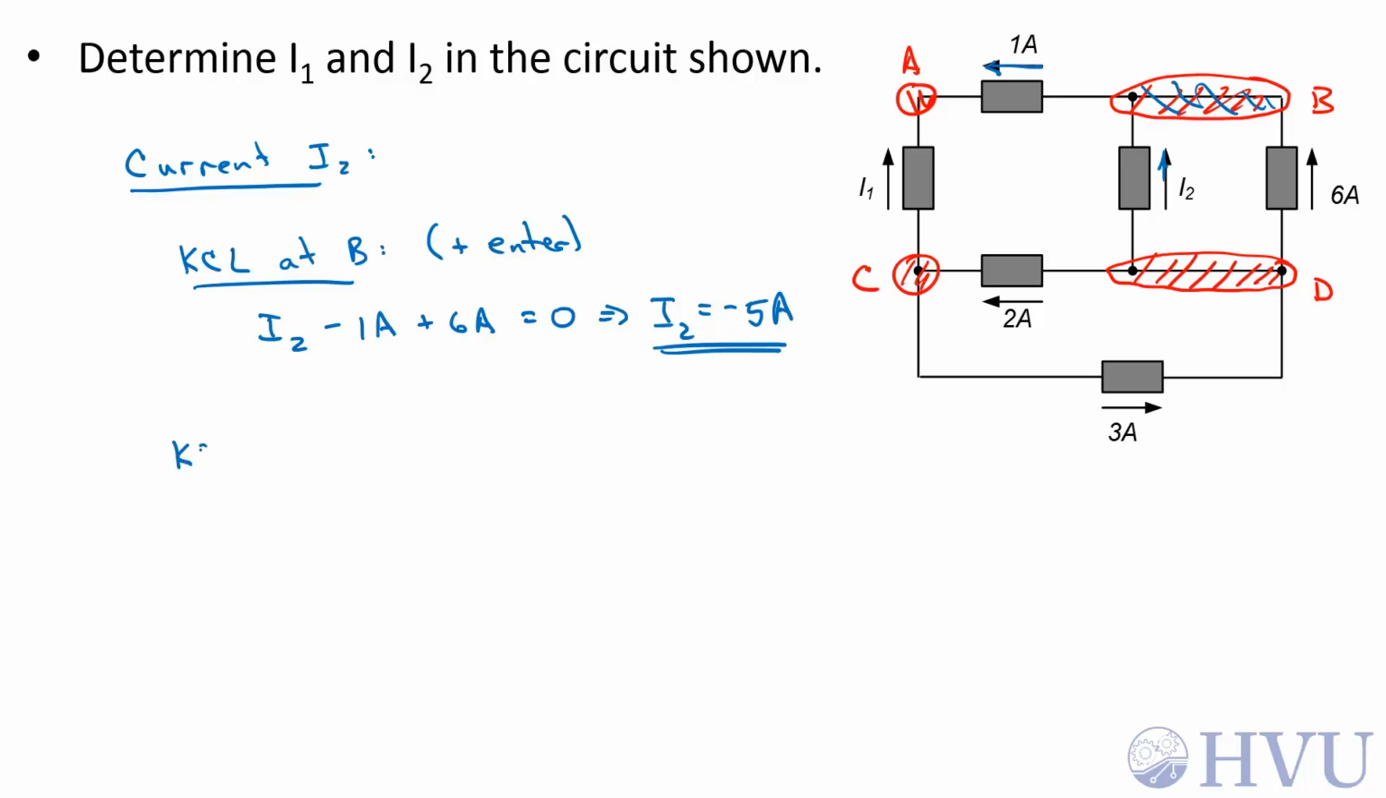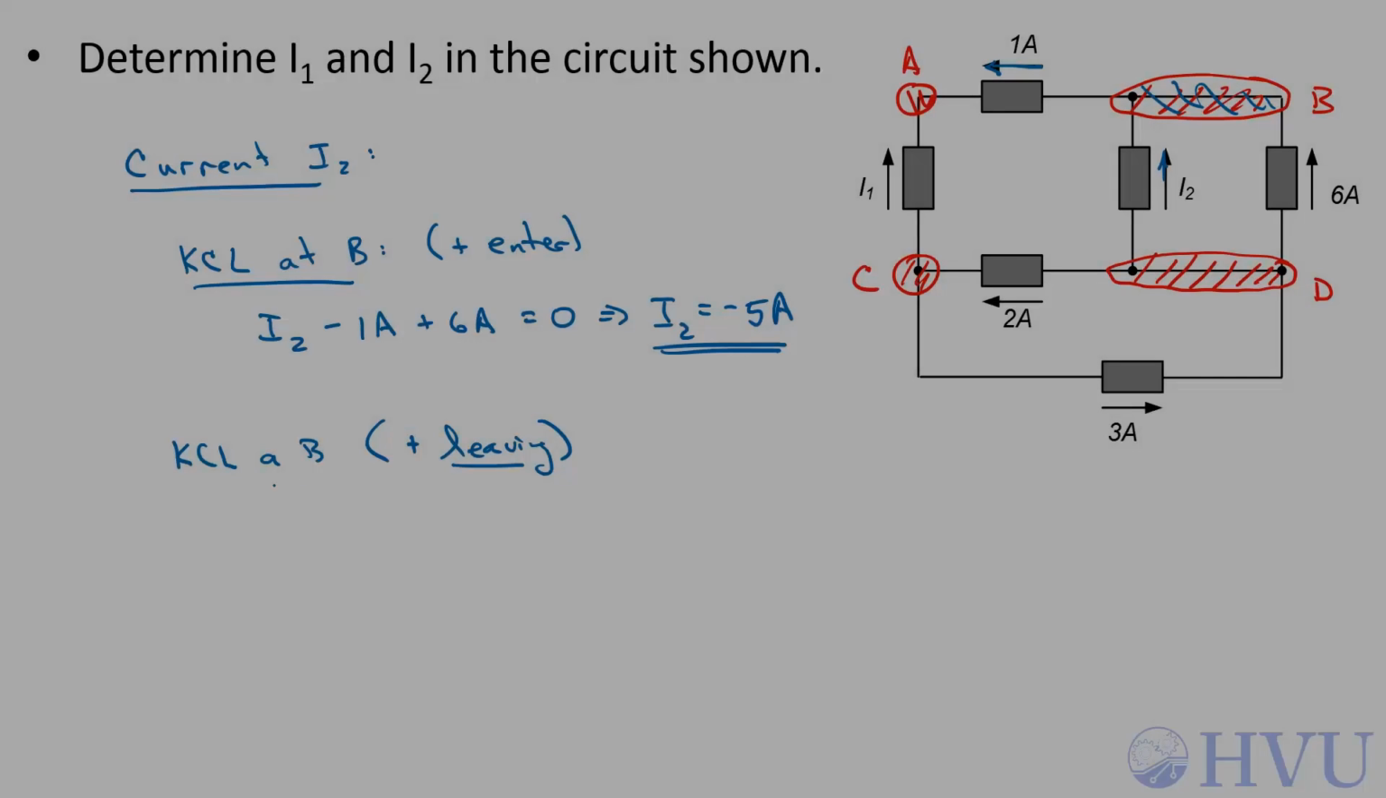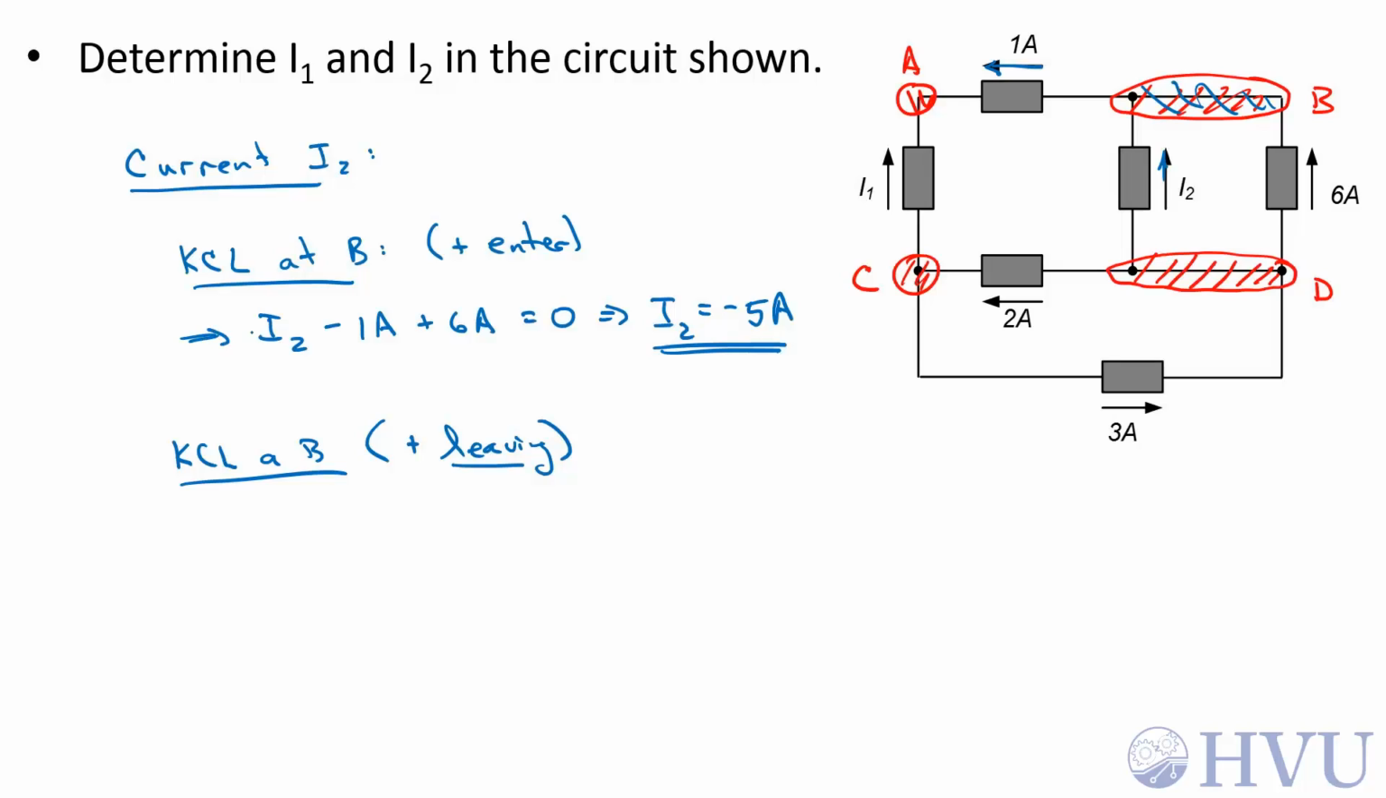Again, I could do KCL at B and assume that positive currents are leaving. That just changes the sign on all of the terms in this equation. So at node B, 1 amp is leaving. That becomes positive. I2 is entering. That's the opposite to leaving, so that becomes a negative. 6 amps is entering, which is also a negative contribution, but I2 still turns out to be negative 5 amps.